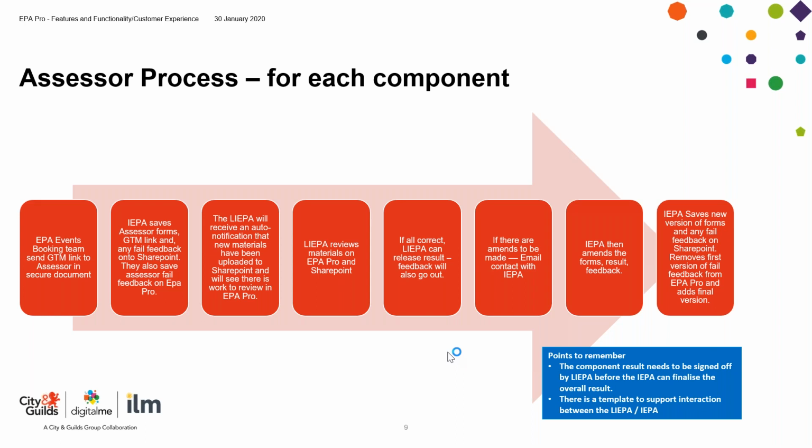The component result needs to be signed off by the LIEPA before the IEPA can finalise the overall result. So if you think about it, in the new world, we're saying that each component result is finalised by the IEPA and it's signed off by the LIEPA. Once all of the individual component results have been quality assured and approved by the LIEPA and released by the LIEPA, then the IEPA can derive the overall result for the EPA, and the LIEPA can quality assure that.